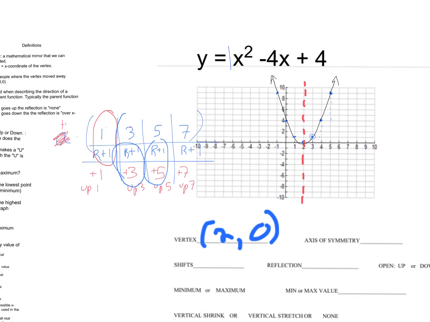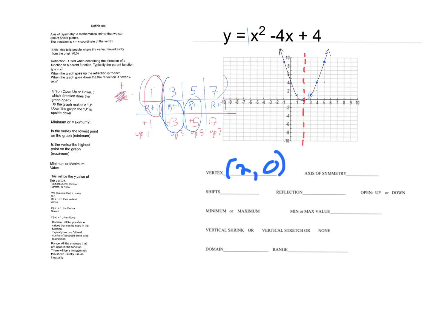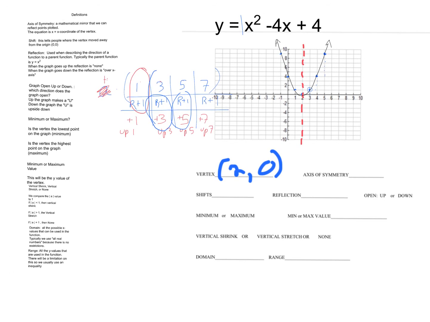Now, let's answer the rest of these questions underneath here. Okay, so let's put this back kind of the way it was. Okay, now, axis of symmetry, remember that's the x coordinate of the vertex. So x equals, since that's 2, this is 2. Okay, the shift. Shift tells us where this thing went from the origin. Now notice, the origin is at 0, 0. I went to 2, 0. That means I went to the right 2 spaces.